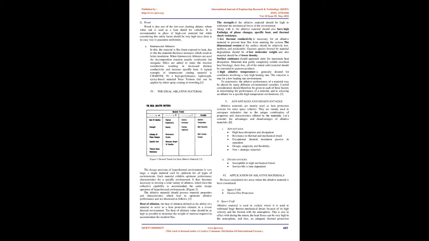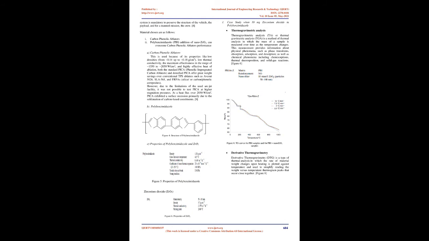3. The ideal ablative material. Figure 3. Desired trends for ideal ablative material. The design spectrum of hyperthermal environments is very large. A single material can't be optimum for all types of environments. Each material exhibits optimum performance characteristics for a specific environment. It thus becomes necessary to develop a wide variety of ablators, which have the collective capability to accommodate the entire design spectrum of hyperthermal environments. The ablative material should possess material properties and characteristics which lead to optimum ablative performance and are discussed as follows.